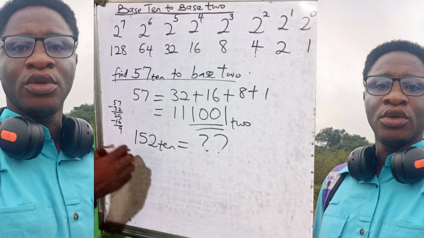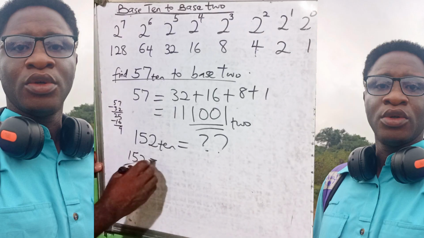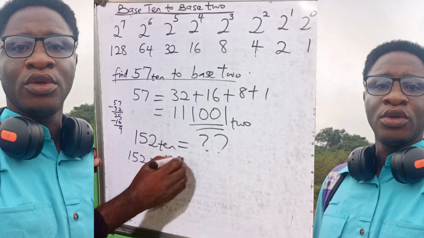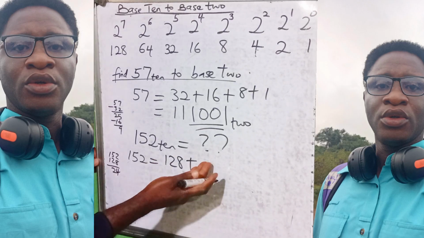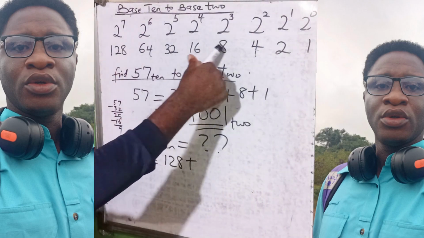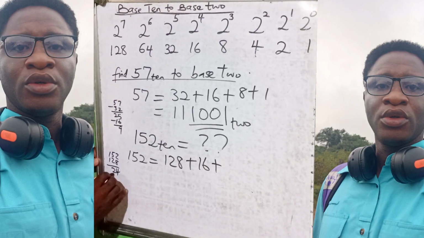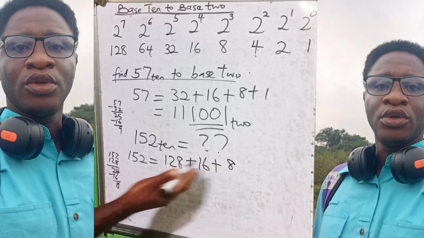Okay, I want you to try 152 base 10. That's 152 equal to, you can see that 152 is more than 128, so 128 is there. So we have 128 plus, we don't know, so go and do your subtraction. 152 minus 128, we have 24. So instead of writing 24 here, look at the one that is closer to 24. So you can say 16 plus, take away 16, so we have 8. So we have plus 8.